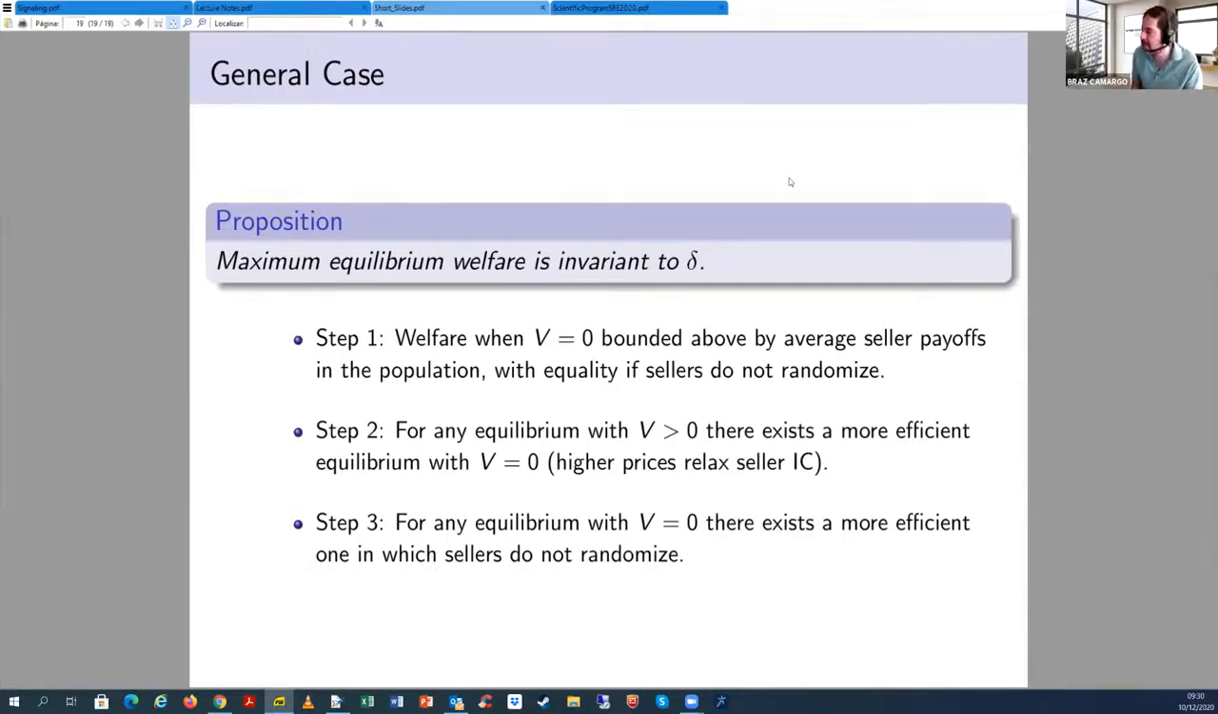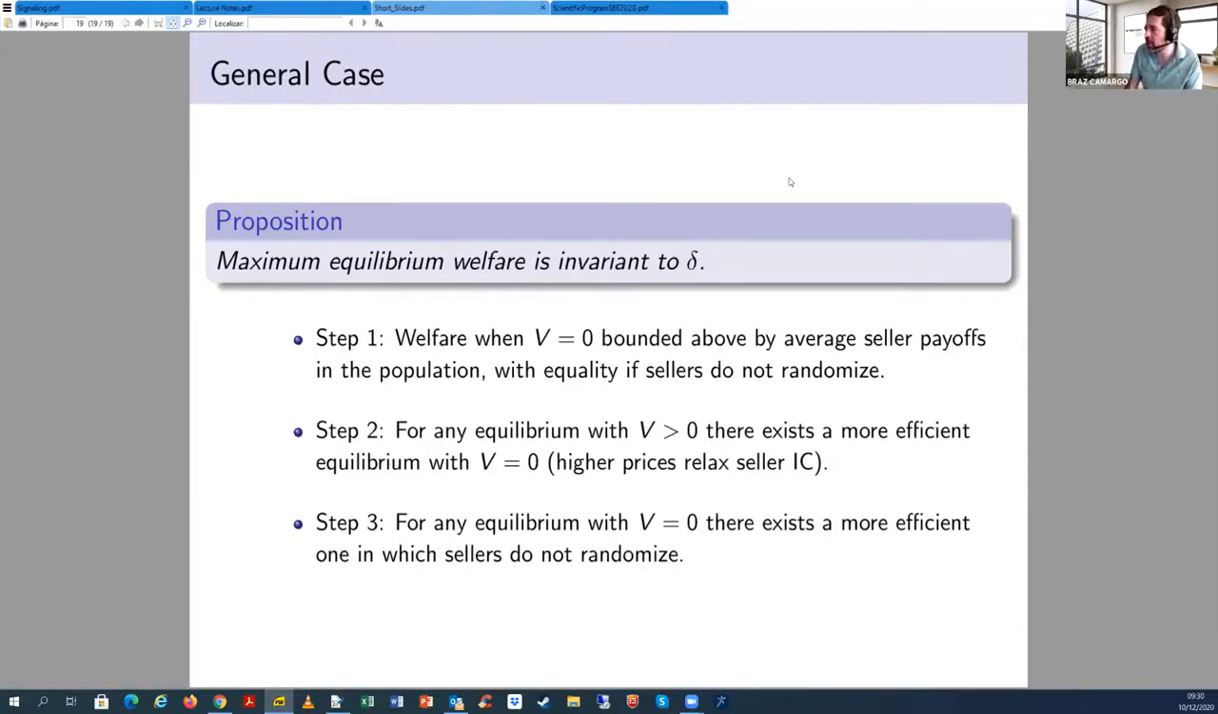The first step consists in showing that welfare when V is equal to 0 is bounded above by average seller payoffs in the population, and it's actually equal when sellers do not randomize. So that's the first step in the proof.